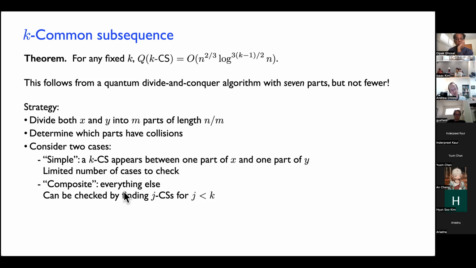And then the other possibility is what we call a composite common subsequence. That's everything that's not simple, where the way you get the common subsequence is by taking some collisions that occur from lots of different parts. And the reason this can be handled without too much cost is that it's like what we saw in the increasing subsequence problem: you can solve this by a process that only involves finding common subsequences of shorter length than k. This is basically because they're composite.